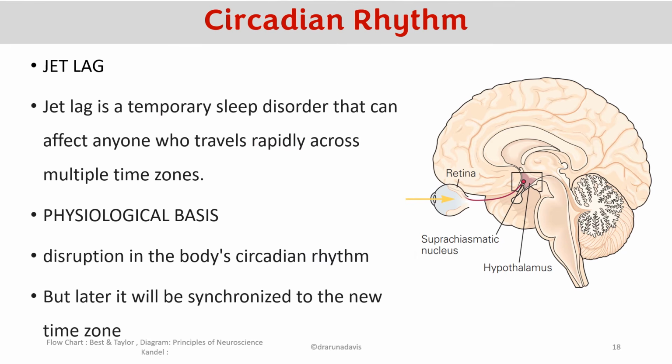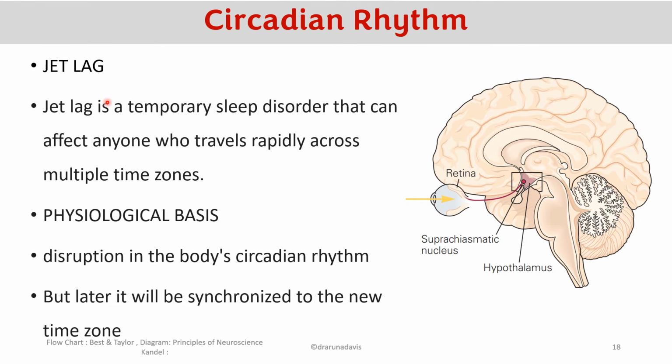So from an exam point of view, one important physiological question that can be asked is, what is jet lag? Jet lag is a temporary sleep disorder that can affect anyone who travels rapidly across multiple time zones. Remember, we know that Earth has different time zones. So naturally, if you're going to a very far place, your circadian rhythm can be affected. A person traveling through multiple time zones very rapidly will have jet lag.